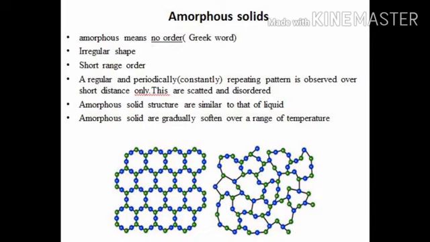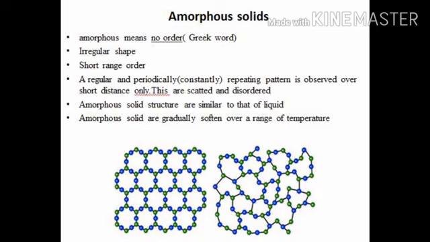We will discuss the next classification, amorphous solids. Amorphous means no order. In the Greek word, the meaning is no order. These amorphous solids have an irregular shape, and they have a short range order.